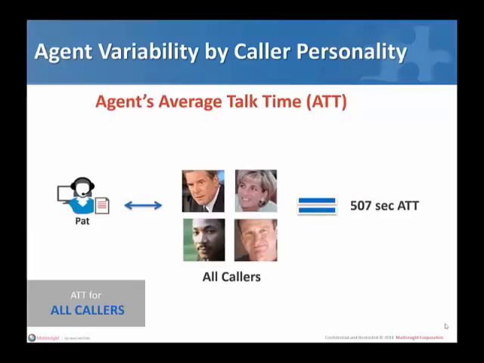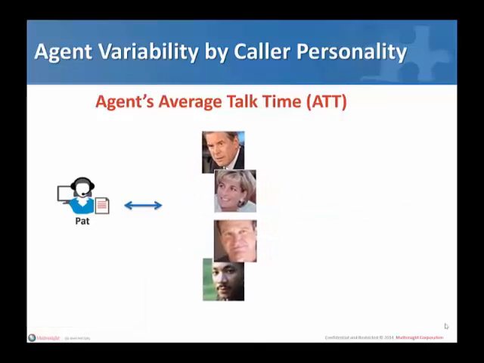So let's look at an example of one of our clients. Please note that this is actual data from one of our clients, and the metric that they cared about is average talk time. Please remember, you can route based on whatever metric means the most for your organization. So let's look at one of the agents. Pat's one of the agents in the call center, and Pat averages 507 seconds.